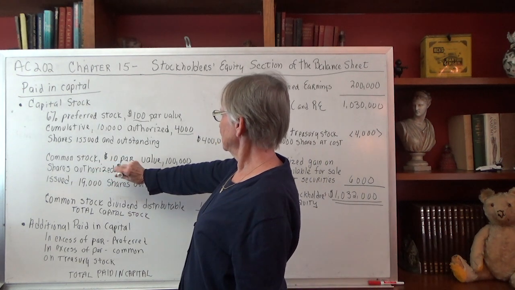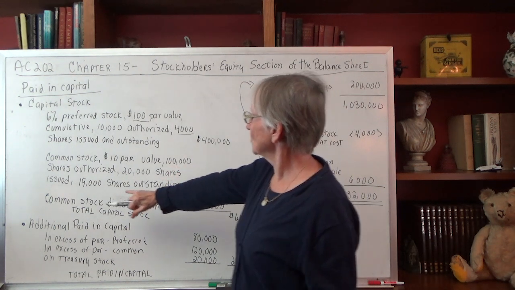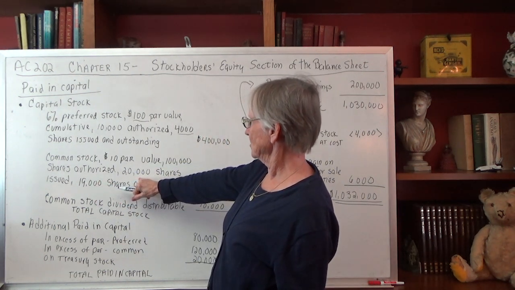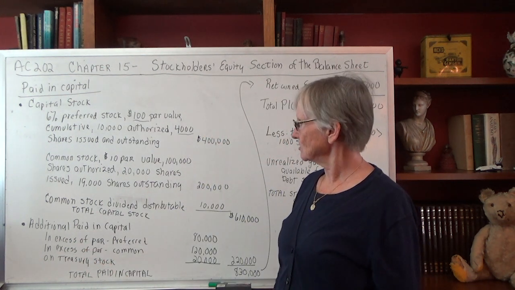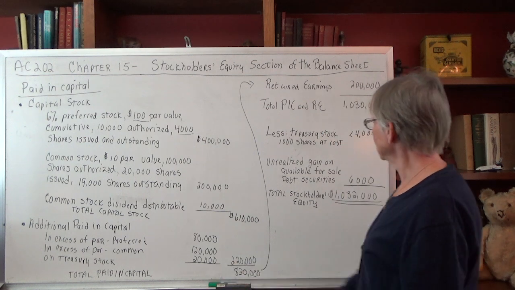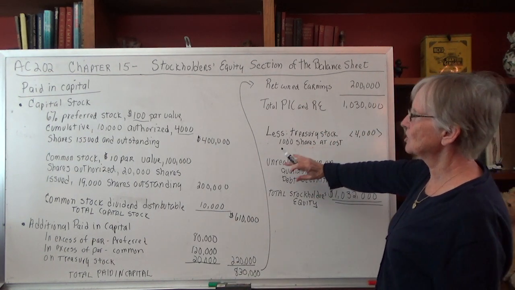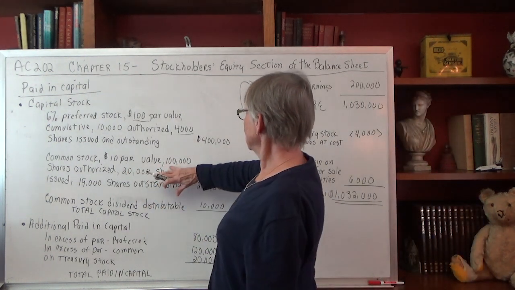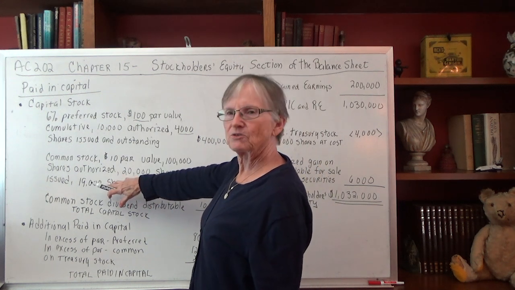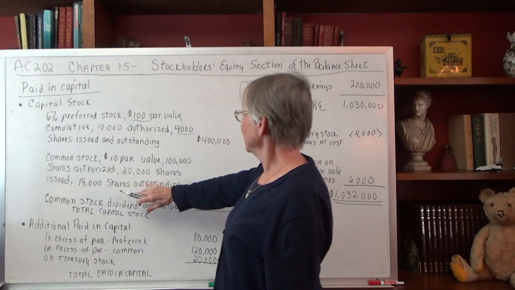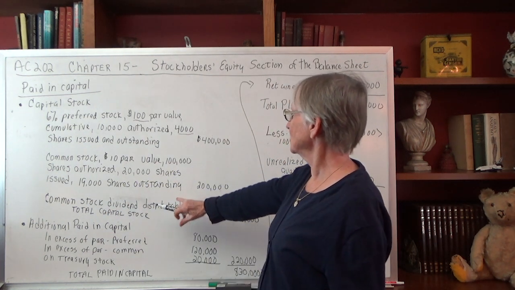You have to say whether it's $10 par or stated value it could be. Here we've got 100,000 shares authorized, 20,000 shares issued, but only 19,000 shares outstanding. Well, where are the other shares? There's 1,000 shares missing. We'll run into them over here because 1,000 shares have been bought back as treasury stock. So authorized is the number of shares they could issue according to the Articles of Incorporation. 20,000 is the number of shares they've actually issued, and they bought back 1,000, so there's 19,000 left outstanding.